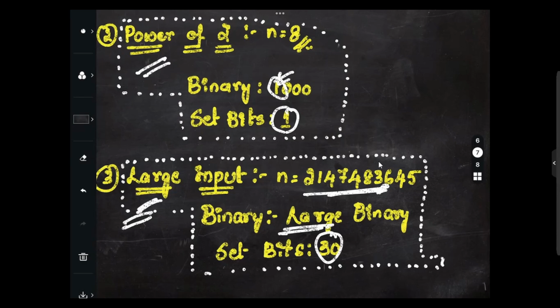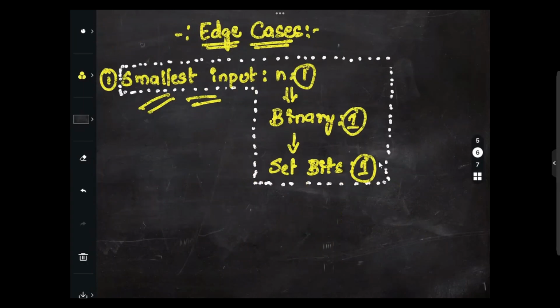The code has to work absolutely fine for the large input, so we have to keep that in mind. I hope the approach we discussed and all the edge cases are completely clear. Now let's start writing the code.